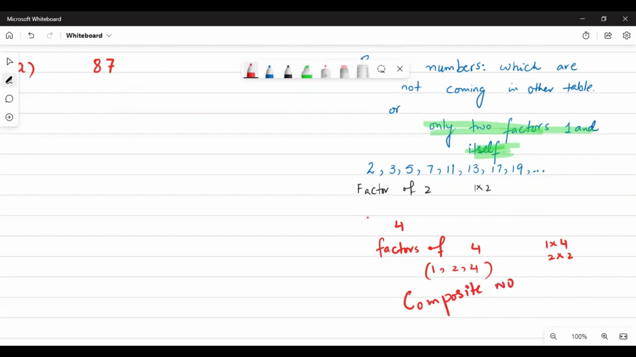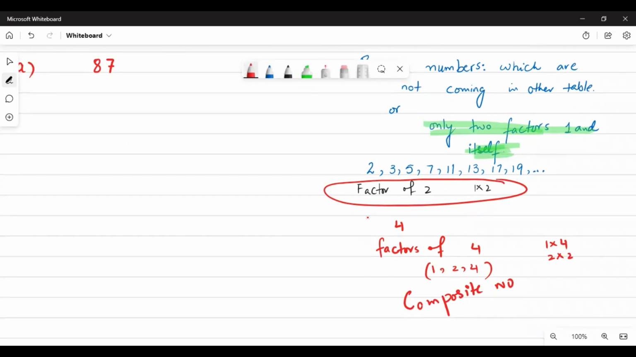So now you can identify that prime numbers are the numbers which have only 2 factors, 1 and the number itself. And composite numbers are the numbers which have more than 2 factors. That number is called a composite number.